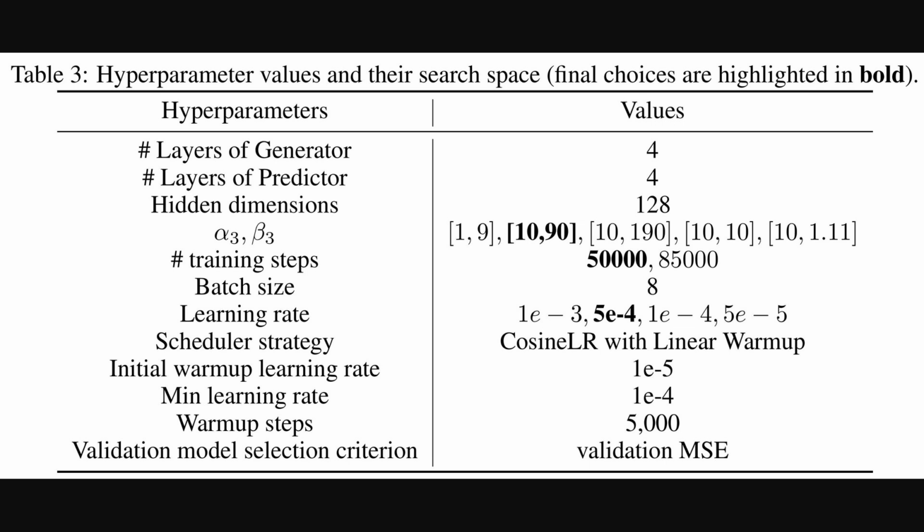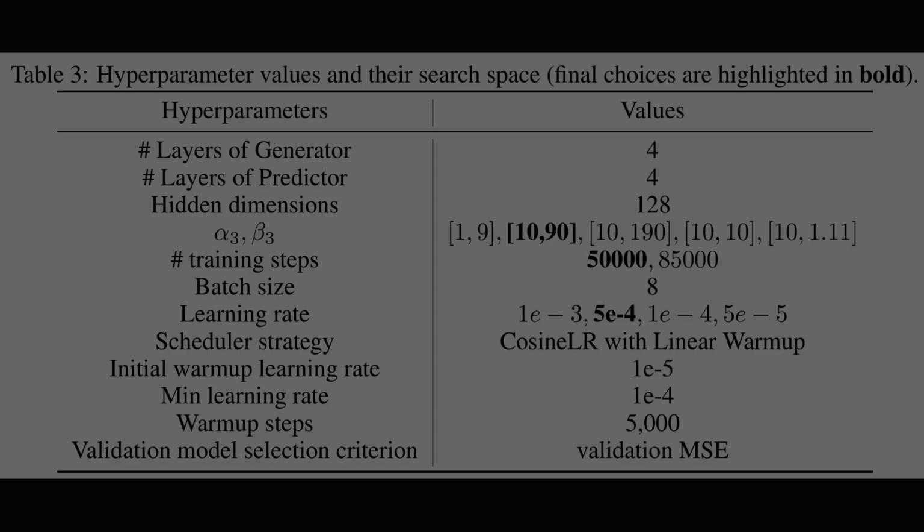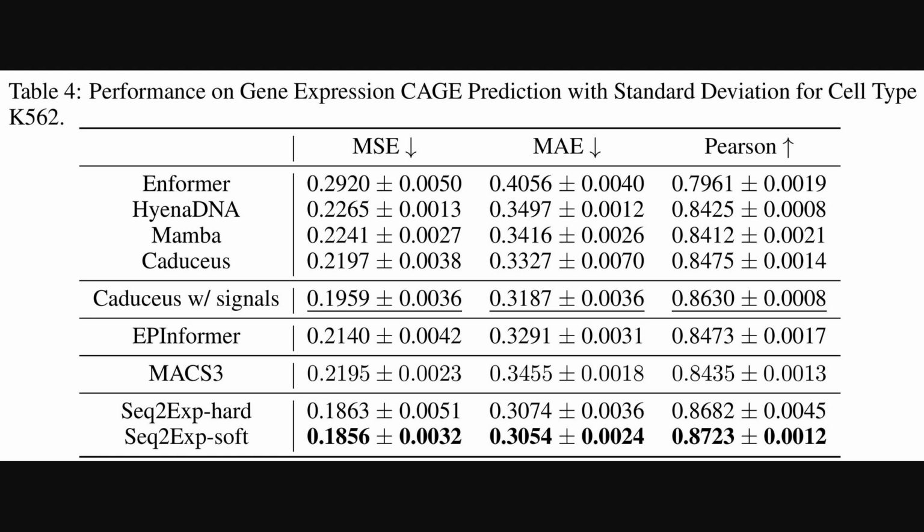Following up on those performance comparisons, this table gives us a look under the hood at the model's setup. It lists the key hyperparameters, like layers, dimensions, learning rate, and those important beta parameters, alpha 3 and beta 3. The bold values show the final configuration used. For instance, 4 layers for both generator and predictor, which produce the strong results we saw earlier when comparing against MAX3 and other models.